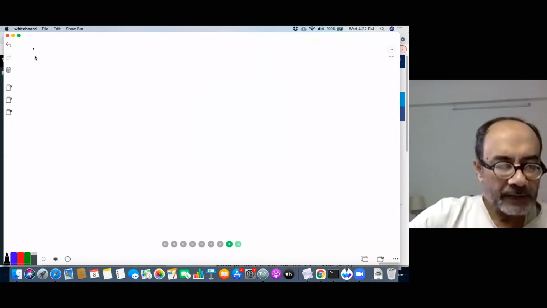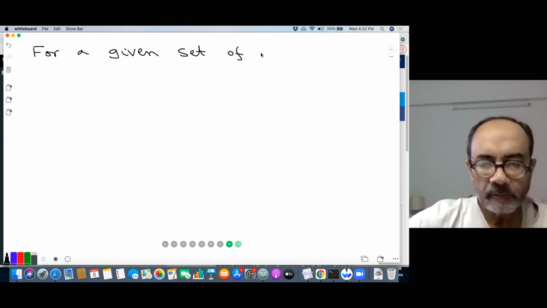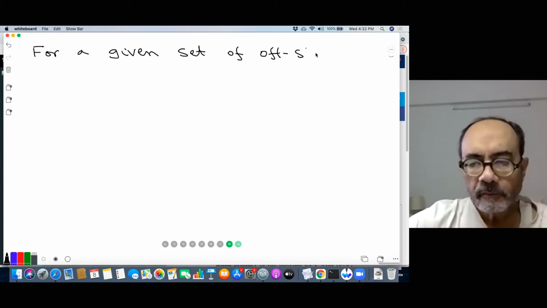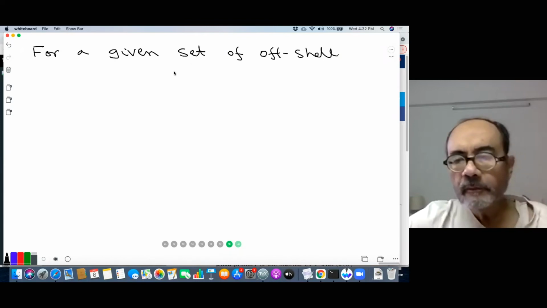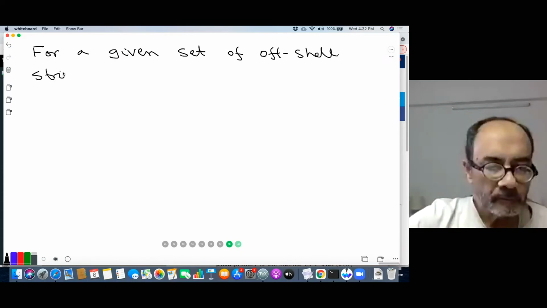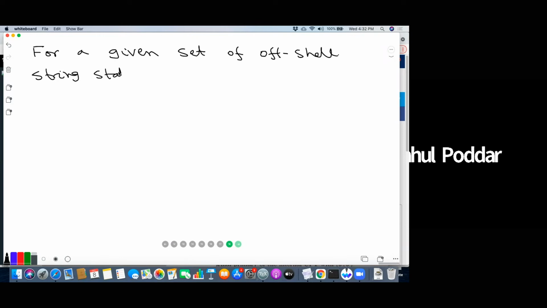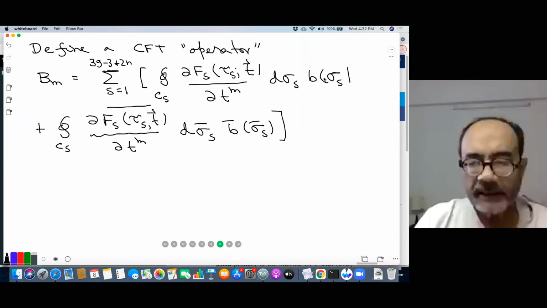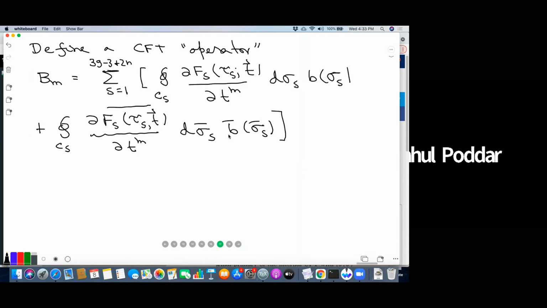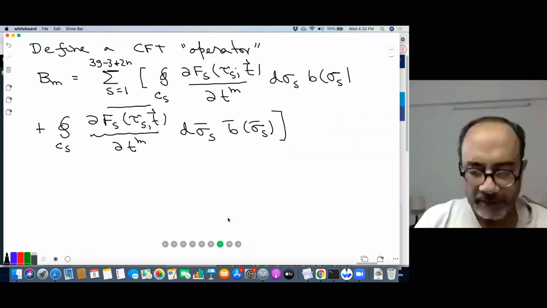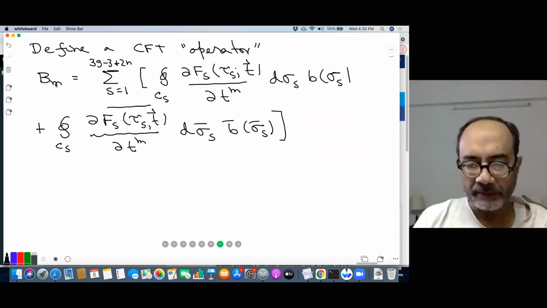Now let's suppose that we have a set of off-shell string states. Sorry, I have a question. Why is that operator a CFT operator? Because there is a B. B is part of CFT, right? Oh, right. Okay, yeah, so that's the reason why it's a CFT operator. So it will make sense only inside a correlation function, and we'll soon put this B inside a correlation function.